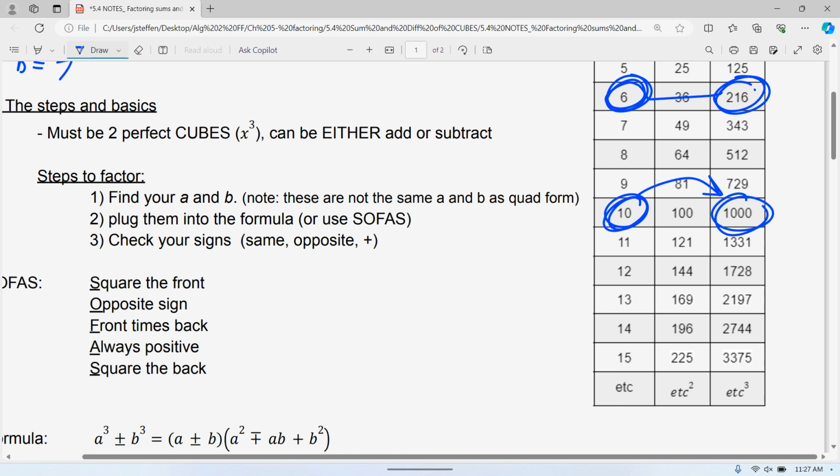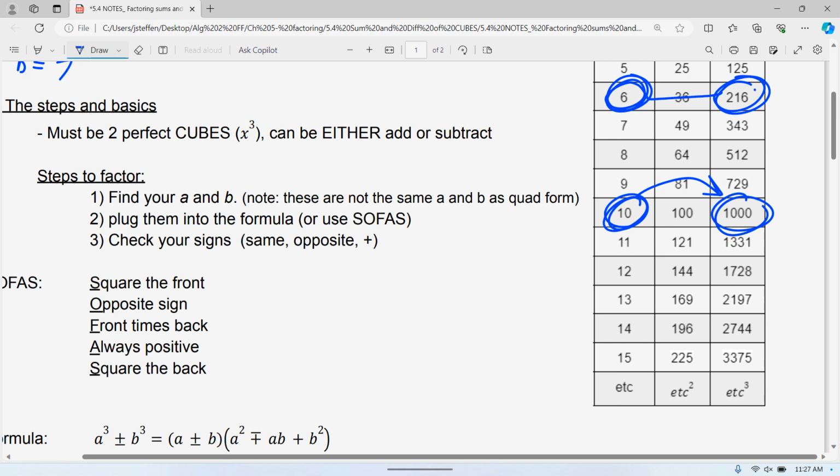Once you have your A and B, you're plugging those into your formula, or you're using SOFAs. Now, I always use the formula. If I was not going to give you the formula, I would definitely try to harp on what SOFAs stand for. I'll go over it just in case that's something that interests you or helps you. I'm going to give you the formula, so I would just use the formula.